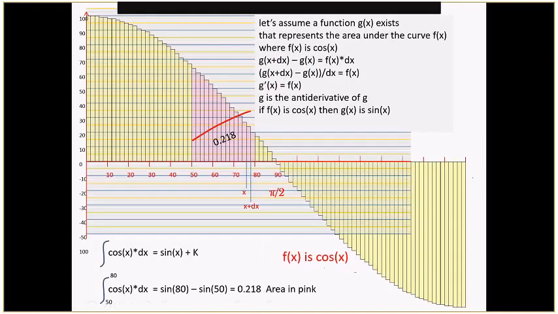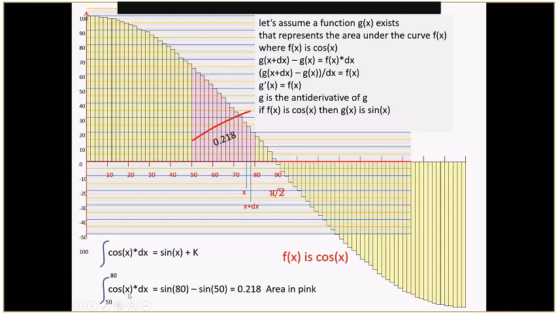So let's put it in context here. Let's say the function f is cosine of x, and I'm trying to compute the area under the cosine of x. Notice that here I'm using degrees, 0 through 90 degrees, and this is the cosine. And I'm also using radians here, and this is 1. It's 100%, so this would be 1. And I'm trying to compute the area under the cosine times dx, which equals sine of x plus k.